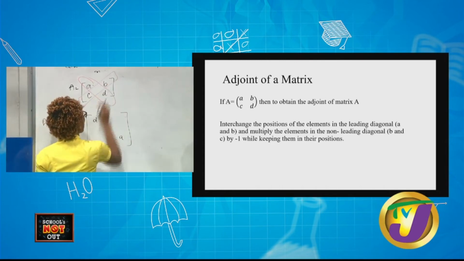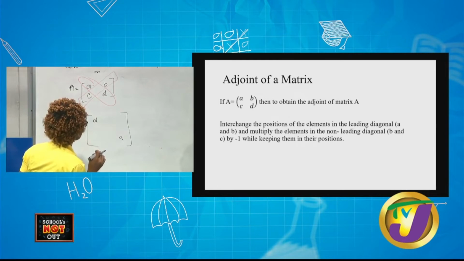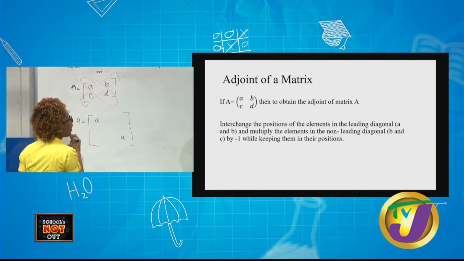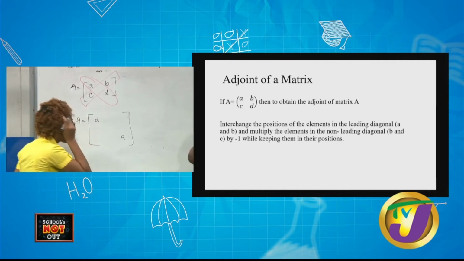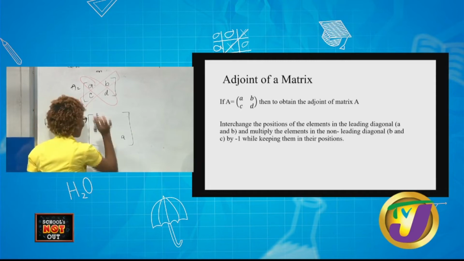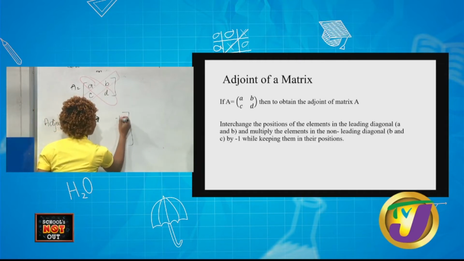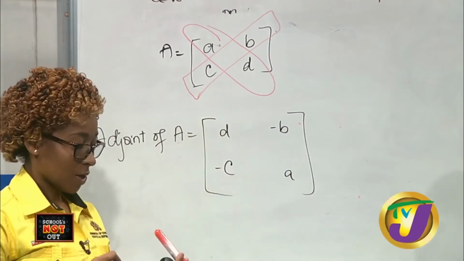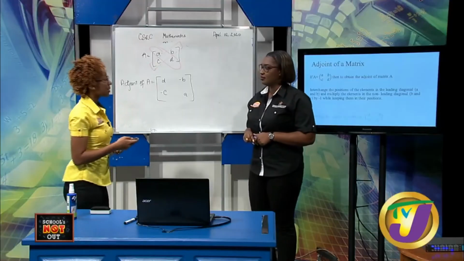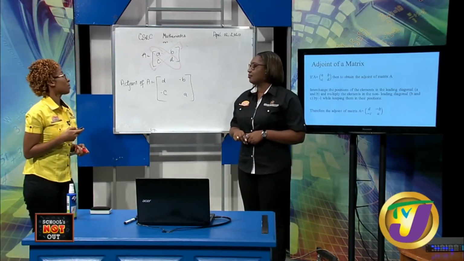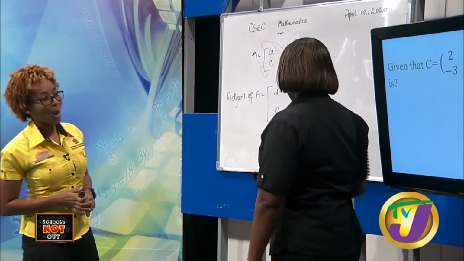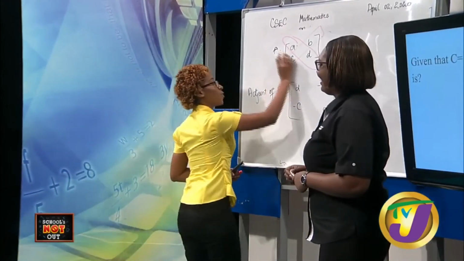So B times, so are we going to change their position as well? Are we going to interchange them just like what we did in the leading diagonal? You're not paying attention. You know, I said leave them as is and multiply by -1. Oh, so I'm just multiplying. All right. Yes. So it's B times -1 gives us -B, and C times -1 gives us -C. So our adjoint of this matrix is indeed D, -B, -C, and A. So guess what? Because you show off so much on me, your turn now to try one on your own. And I want to see you get it.